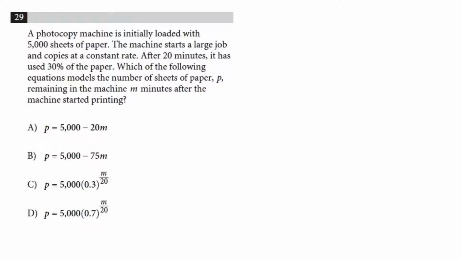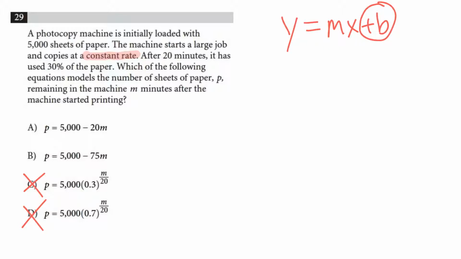The key here is the keyword constant rate. Constant rate. We are not dealing with an exponential equation. We are not dealing with either of these. So we want to think about our friendly equation, y equals mx plus b. Okay. Well, we got our b, our starting value. Both of our equations have that. So we're just trying to find the rate of change.